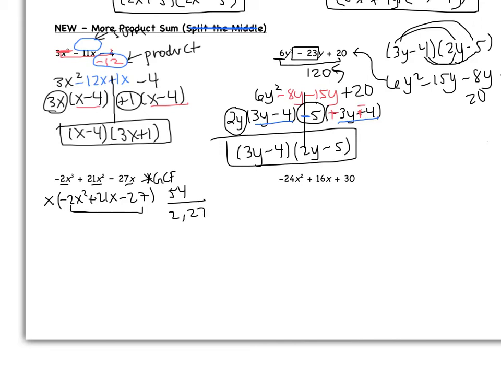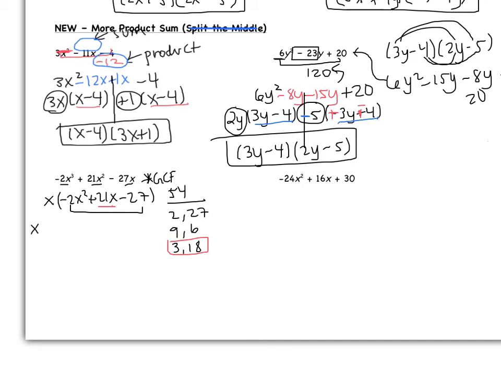2 and 27. 9 and 6. 3 and 18. 4 doesn't go in. 5 doesn't go in. 6 we already did. Okay, so do any of these add to be the 21x that we want? Well, 3 and 18 is going to add to be 21 and multiply to 54. So that's what we want.